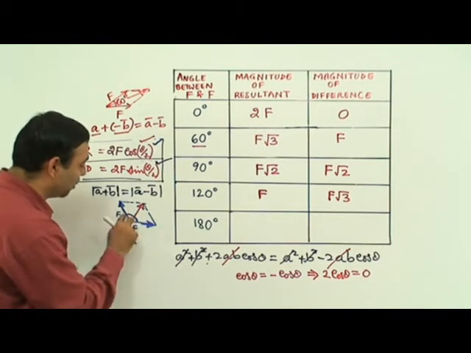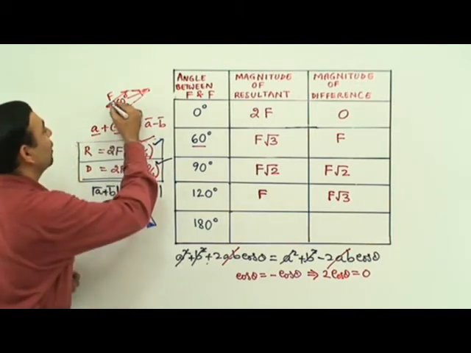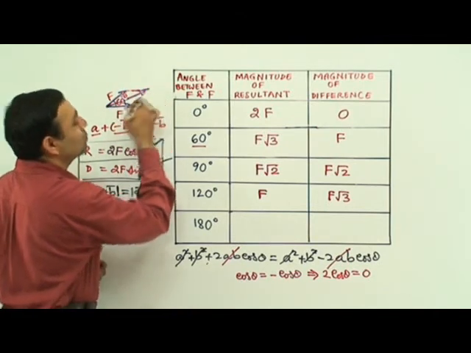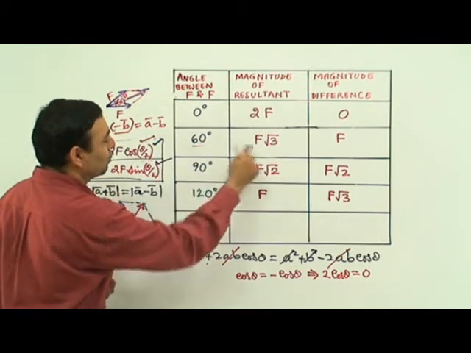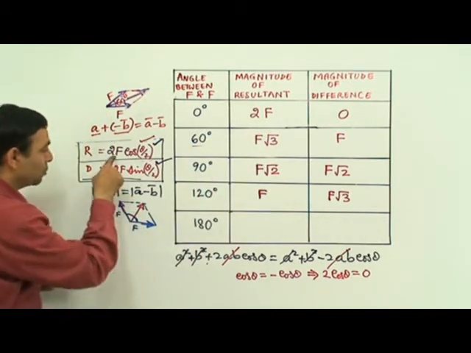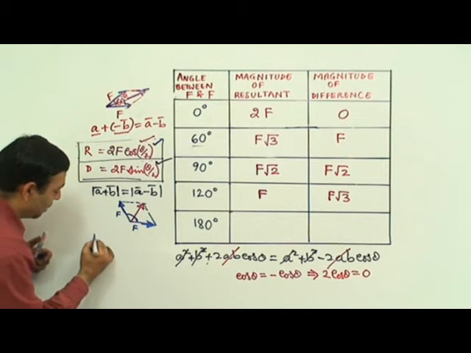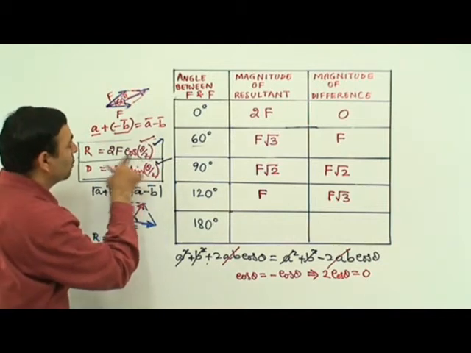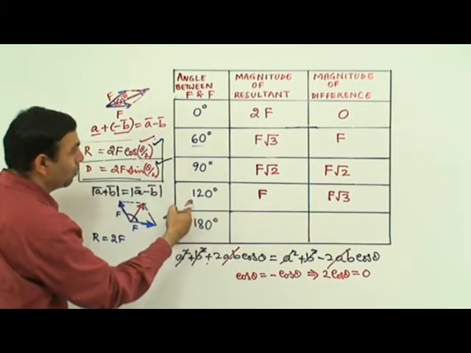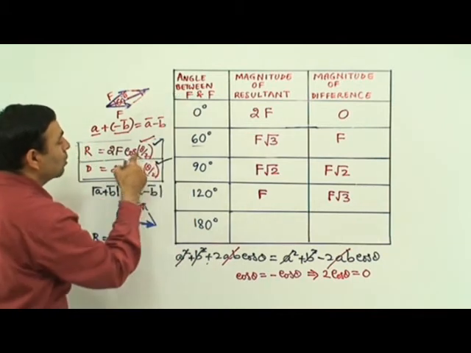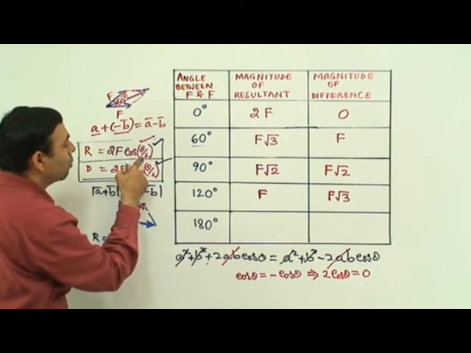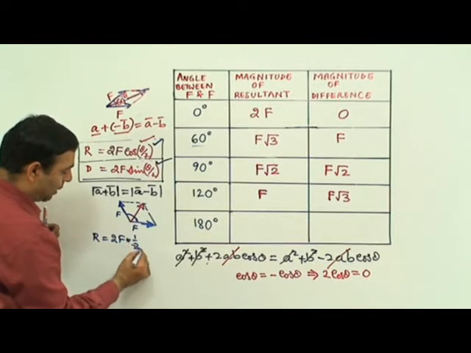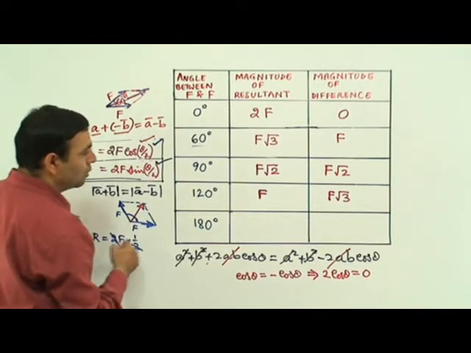F and F at 120, result will be F; F and F at 60 degree, result is going to be F root 3. Fine. Now you can use this. So what about the magnitude of resultant? It is 2F cos theta by 2. Theta is 120 degree over here. So cos 120 by 2 is cos 60. Cos 60 is half, and this becomes F. So that's what we have written here.